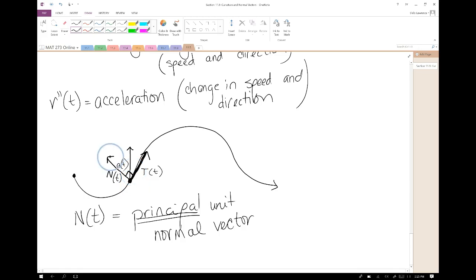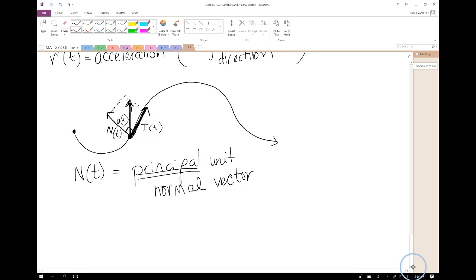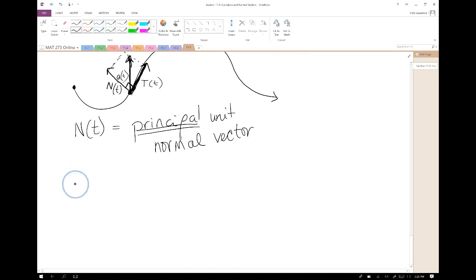So what we have here is like a projection. If A of t is the diagonal, A of t really is a sum of two vectors. We could figure out the tangential component of acceleration by projecting A of t onto T of t. So our ultimate goal here is to take our acceleration vector and split it up into two pieces.